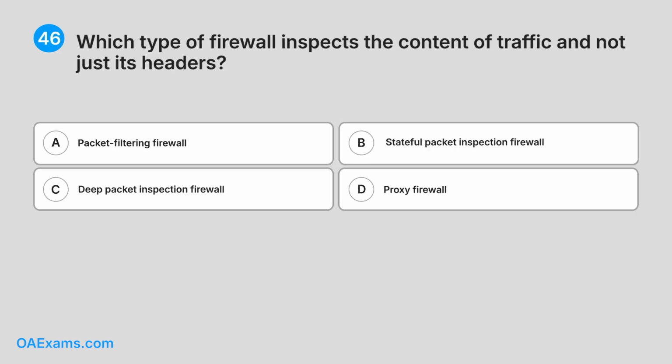46. Which type of firewall inspects the content of traffic and not just its headers? A. Packet filtering, B. Stateful packet inspection firewall, C. Deep Packet Inspection Firewall, D. Proxy Firewall. What do you think is the answer?